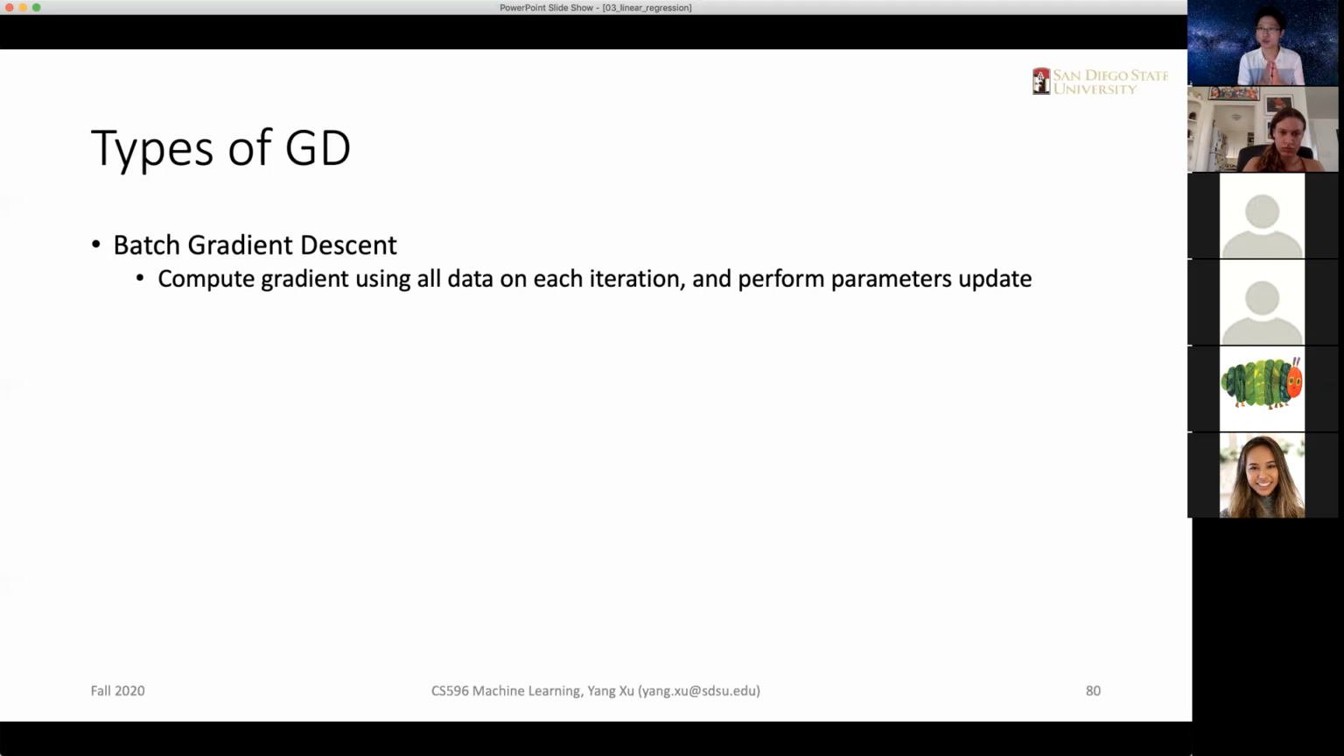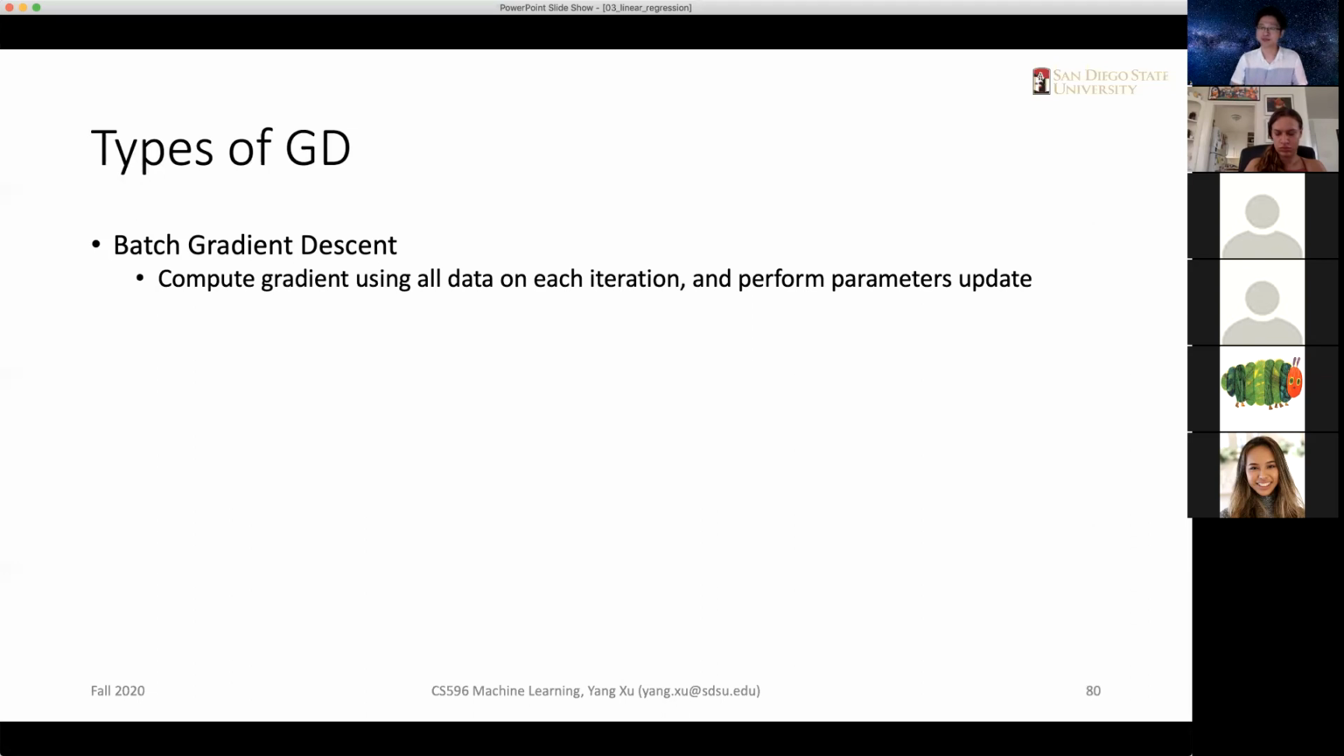That's exactly what we do in the slides for linear regression models, because we sum up across all the data points. Okay, so batch gradient descent can be a choice when your data set is very small. In our assignments, we will use batch gradient descent because we only have 100 or so data points.